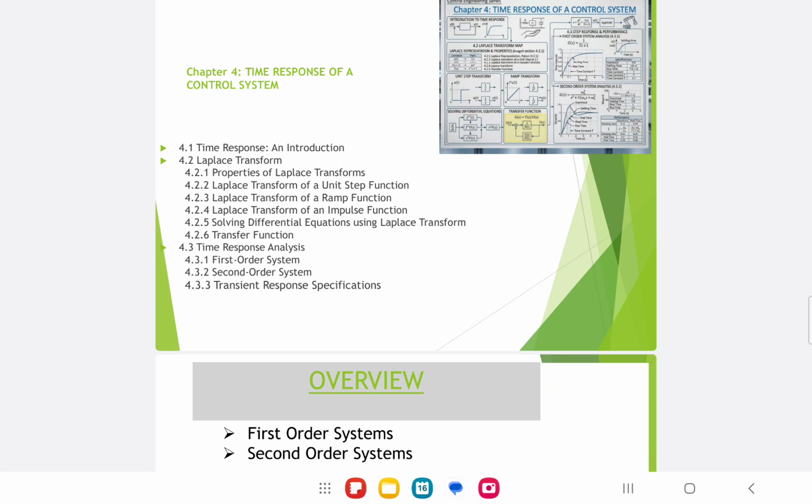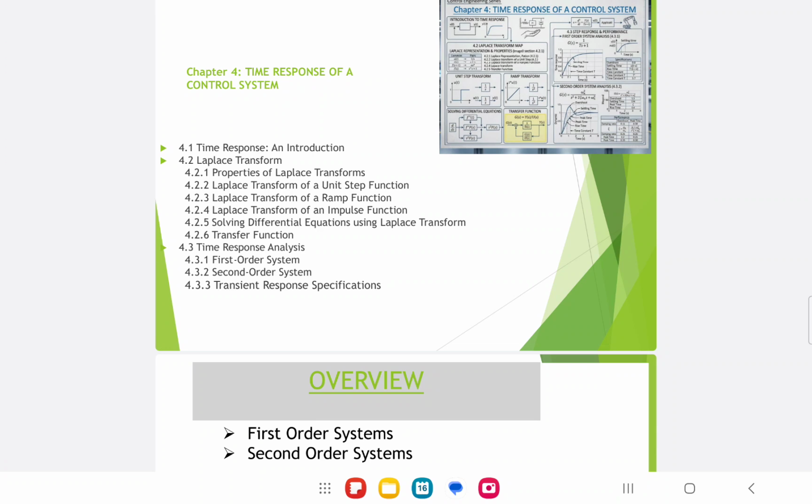Initially in chapter 1, 2 and 3 you already develop a system kan. You have a system with the mathematical modeling, you have the transfer function, also you know the representations of the system in terms of block diagram and also the signal flow graph. Okay, for this chapter 4 we will evaluate on the performance of the system, accuracy dia lah. Okay, for our system, error dia tinggi ke rendah ke and so on.